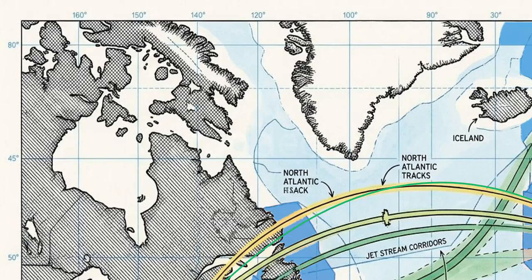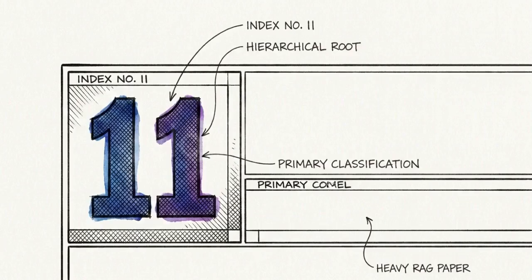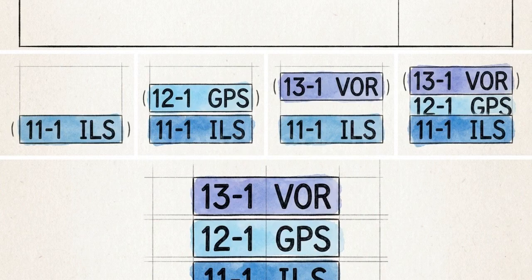The numerical syntax is highly intentional. A primary airport receives a round index number ending in 0, like 10 or 20. The numbers following the dash represent specific page types, with the 10-9 page universally recognized as the primary airport diagram. Approach plates scale up sequentially from index 11. An 11- series will cover ILS approaches, while 12 or 13- series might cover GPS or VOR procedures for that same runway.